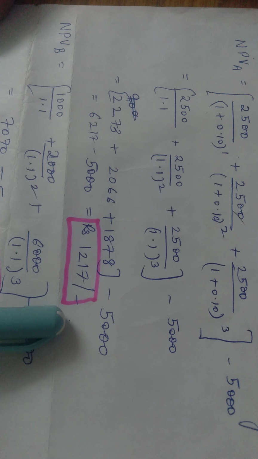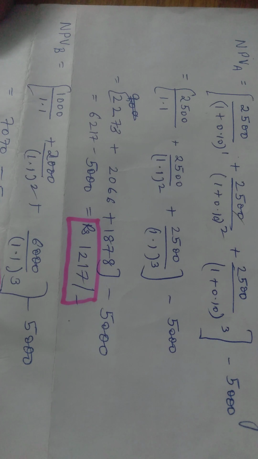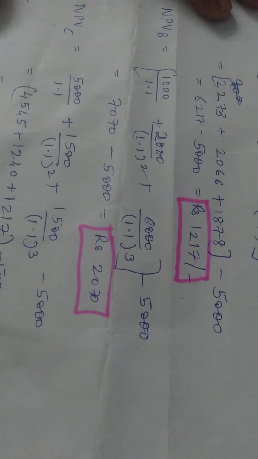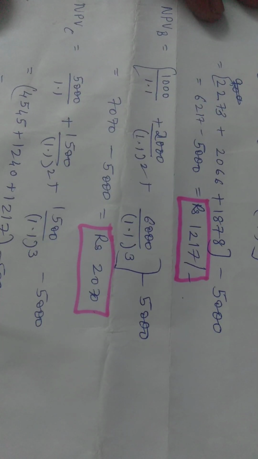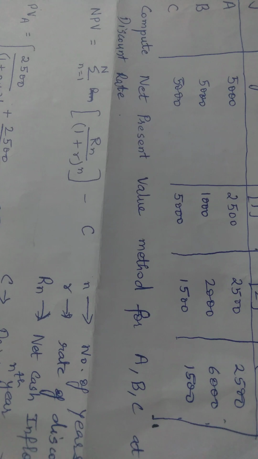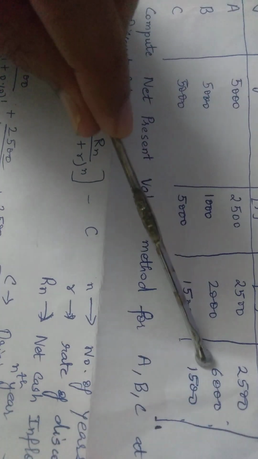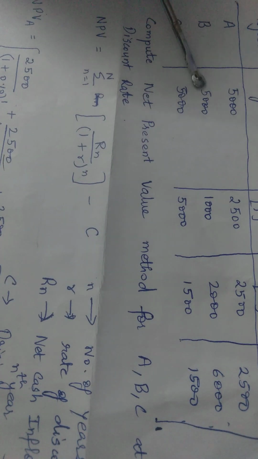The net present value considers the time value of money. Now let us calculate the net present value for project B in the same way. The formula will remain the same. Only the thing is that we will be considering the net cash inflows for project B given to you in the table. You can see that for B, the values are given as 1,000, 2,000 and 6,000, 5,000 being the original investment.